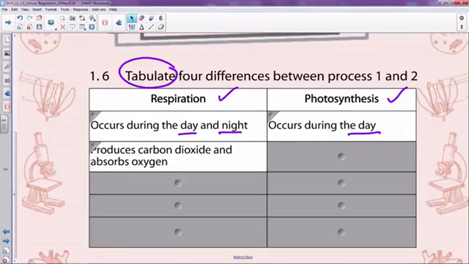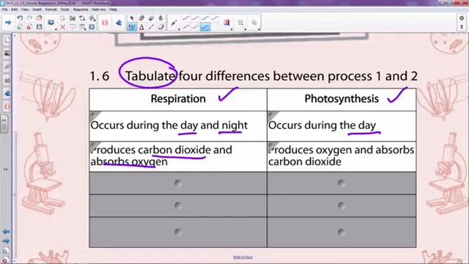What is also produced during respiration is carbon dioxide, and it absorbs oxygen, whereas when we look at photosynthesis, we find the opposite. So it produces oxygen and it absorbs carbon dioxide. And if we can put these two processes together in a mutual manner, they'll be able to sustain themselves.